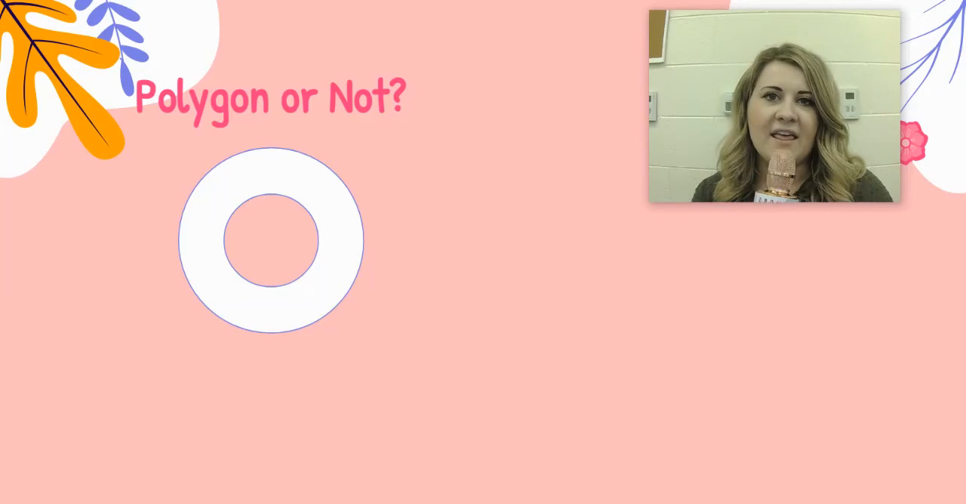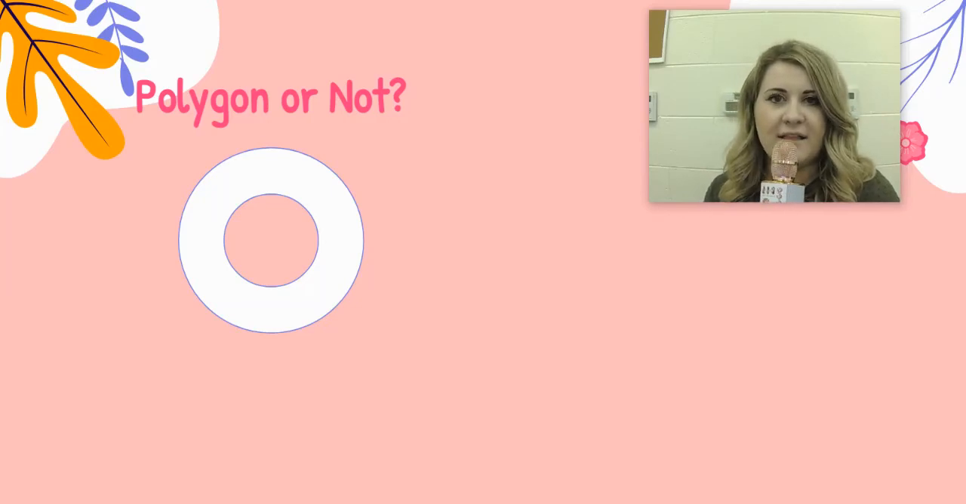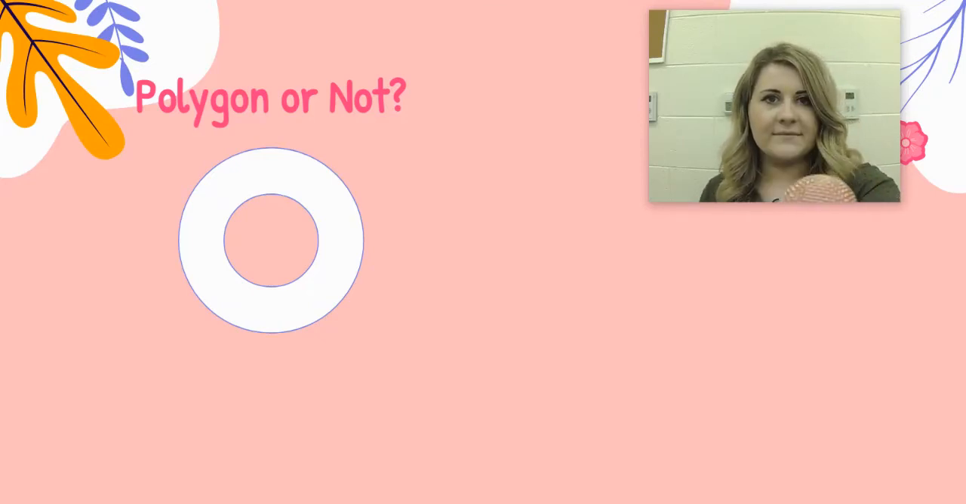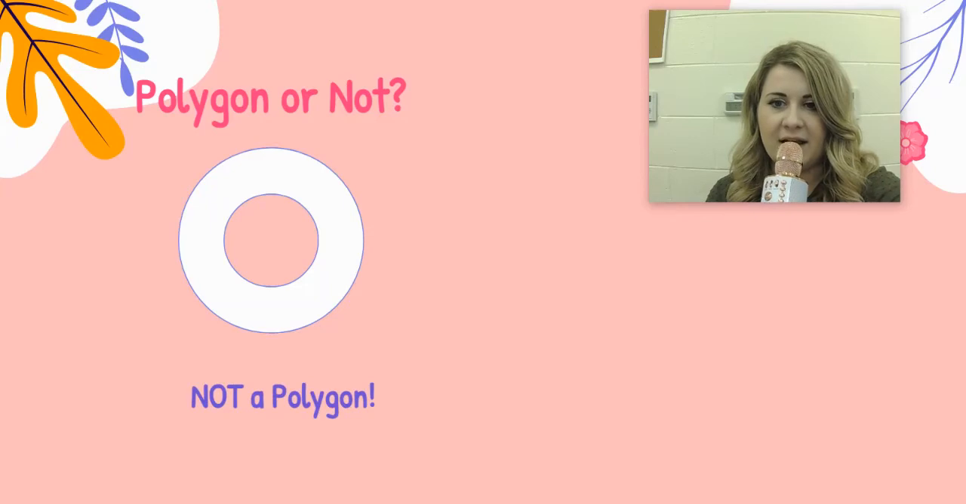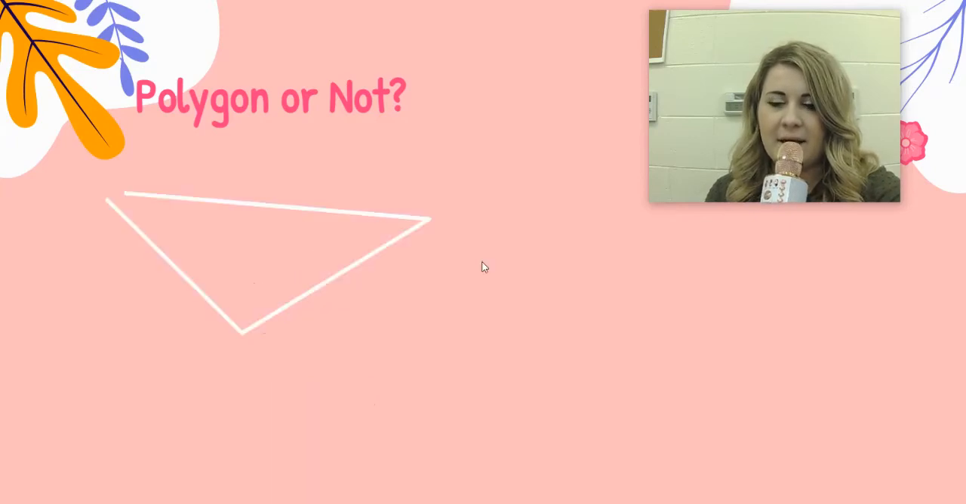All right, I want you to try this one on your own. I want you to look at it, think about the rules: it has to be straight lines, no curves, a 2D shape, can't be open, has to be closed. Is this a polygon or not? What do you think? If you said not a polygon, you are correct. This is not a polygon. Good.